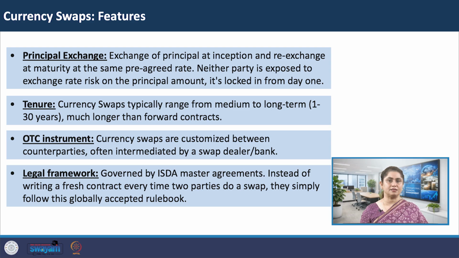ISDA stands for International Swaps and Derivatives Association. Instead of writing a fresh contract every time two parties do a swap, they simply follow this globally accepted rule book. It saves time, reduces confusion, and makes swap contracts legally recognized across the world.